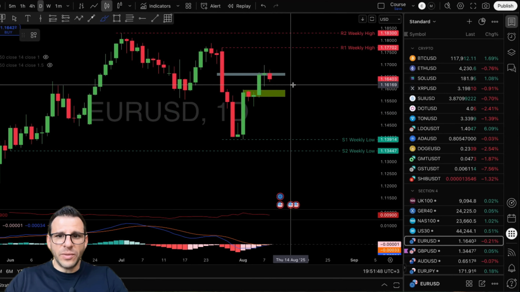USD/JPY, last week I was extremely bearish on this one based on the rejection of this candle with a long upper tail. It rejected the two previous weeks' high. It also rejected older highs. It rejected the 40 weekly period moving average, but the price didn't really move.